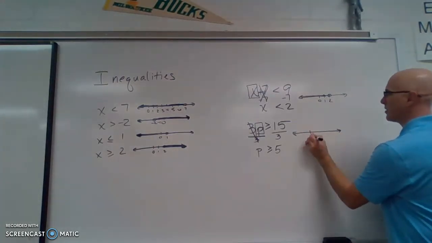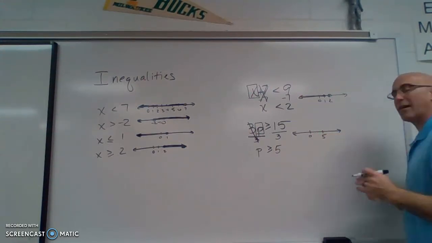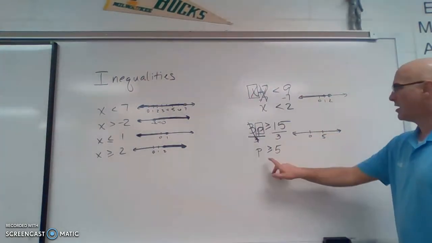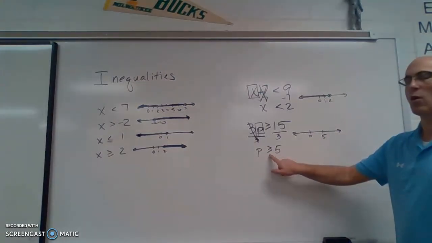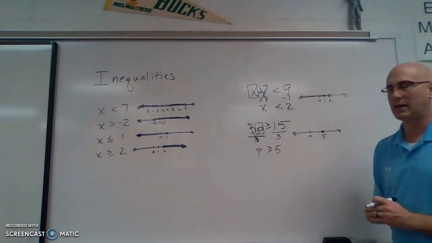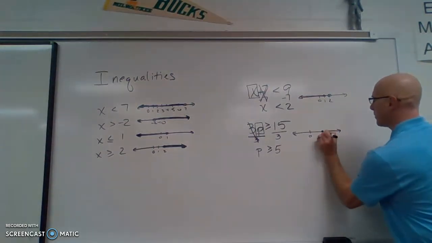So here's our number line. I'm just going to put a 5 because we know 1, 2, 3, and 4 are there. We don't have to put those all in. So now it is p is greater than or equal to 5. The or equal to means we fill that dot in, and then we go to the right because it's greater than.